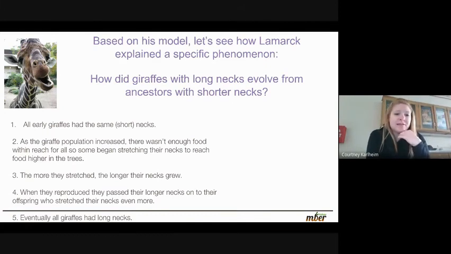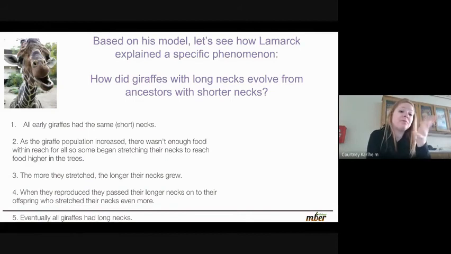And then as the giraffe population would increase, there wasn't enough food within reach. So if the trees are all around the same height at the bottom, where all the short-necked giraffes can eat, there would be no more leaves. So some of the giraffes started stretching their necks to reach food higher up in the trees, like the video.